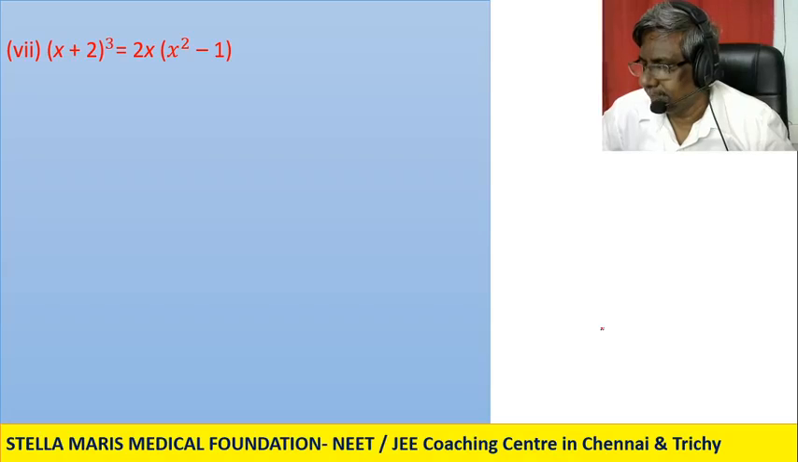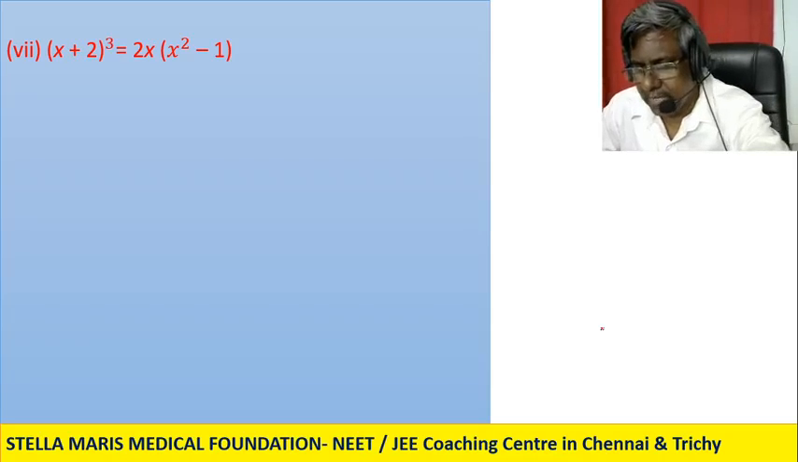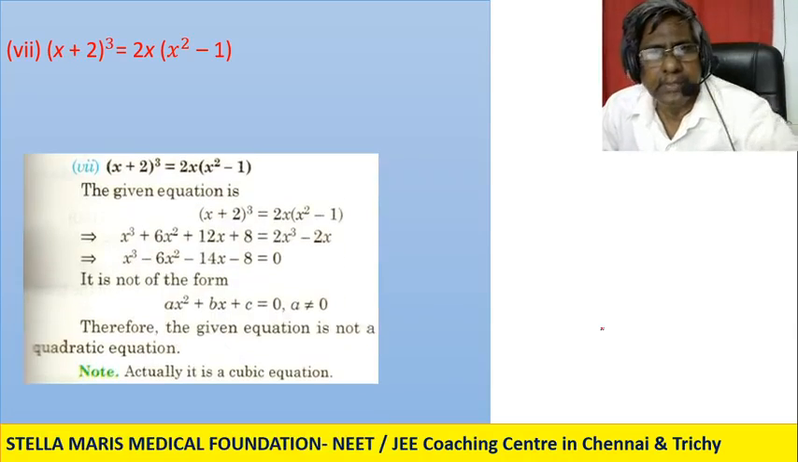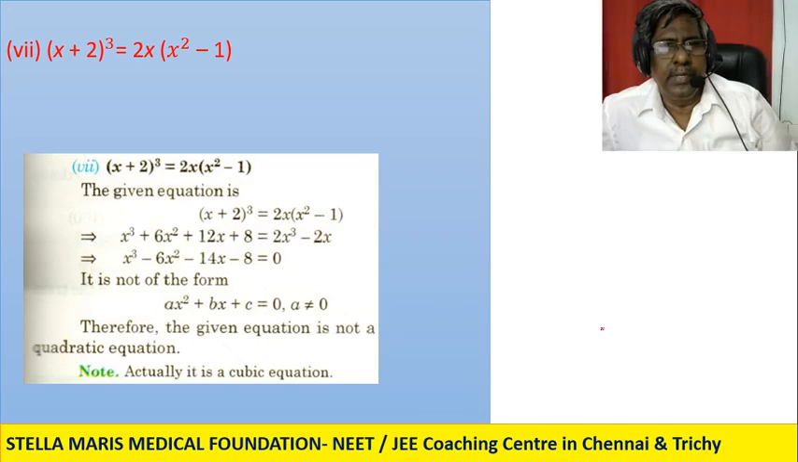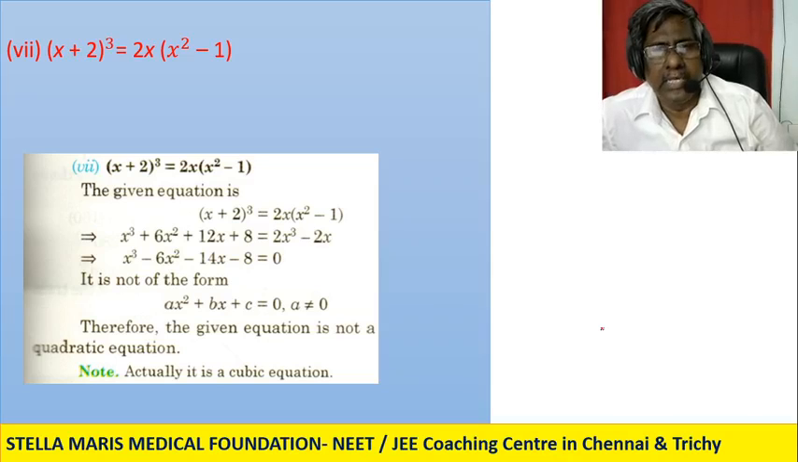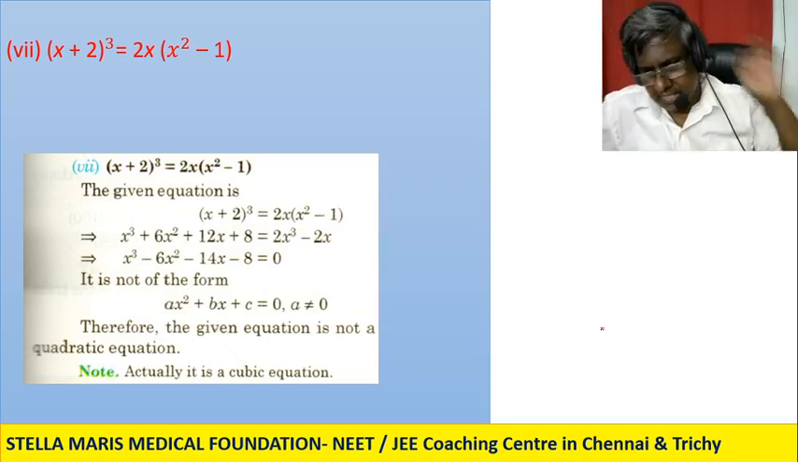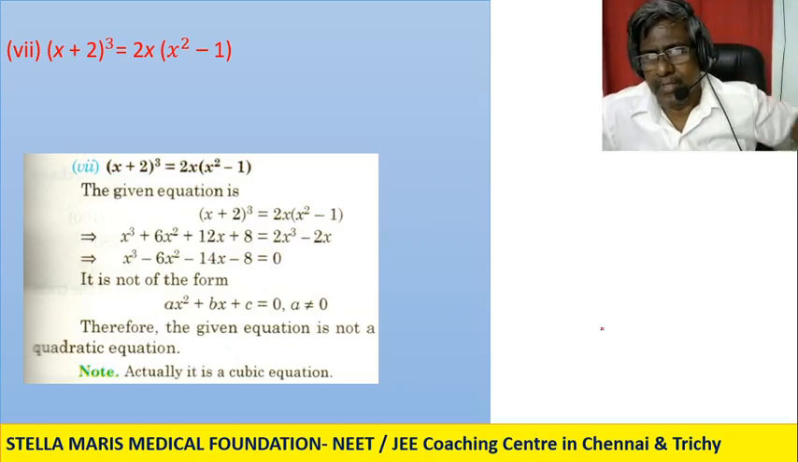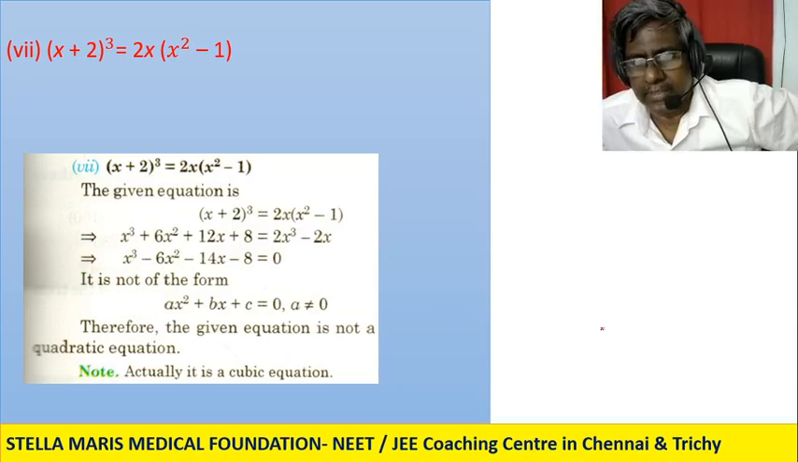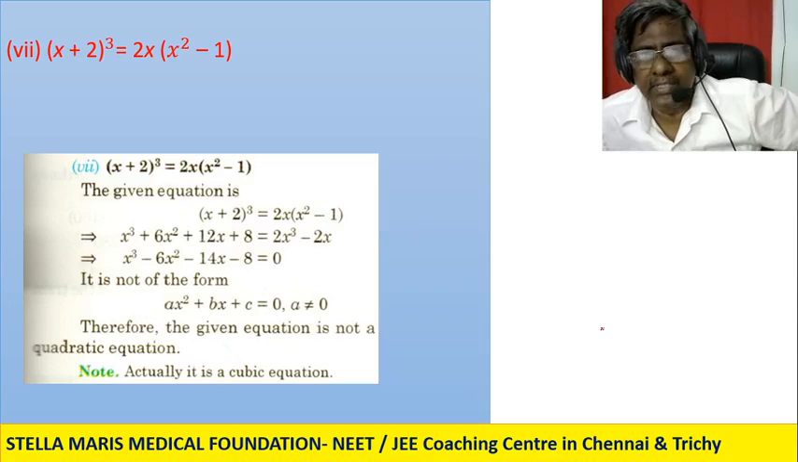Samudishwari, have you worked out? Anyway, you see this. Okay, now you see this worked out. What is (x+2) whole cube? It will be x cube plus 6x square plus 12x plus 8. When you expand (a+b) whole cube, it will be a cube plus b cube plus 3a square b plus 3ab square, and you can find it like that. So when you multiply 2x into x square minus 1, it will be 2x cube minus 2x.